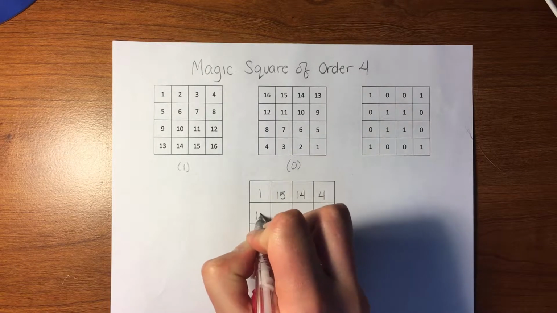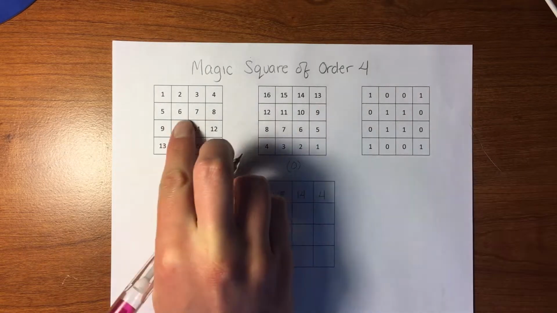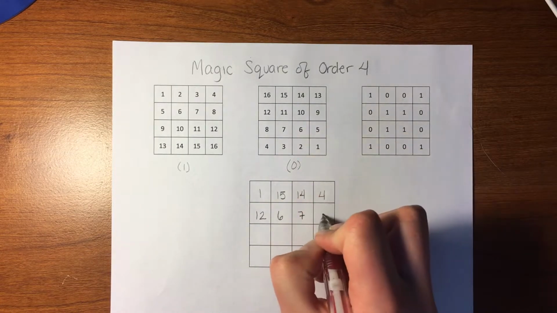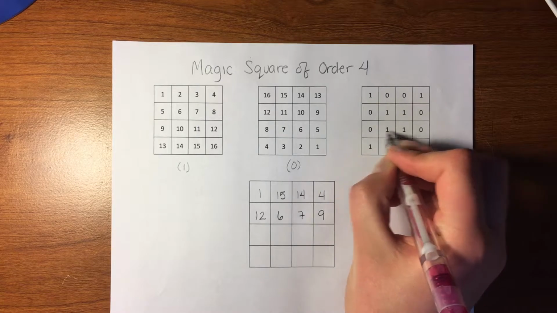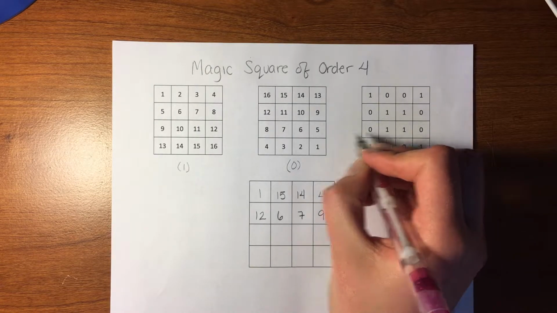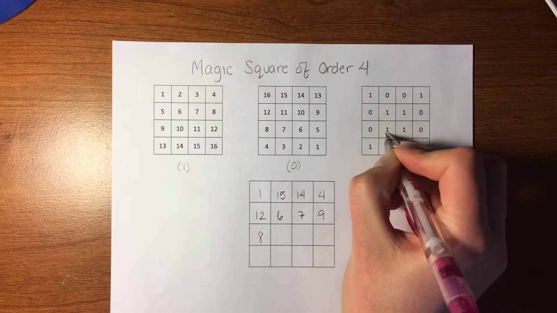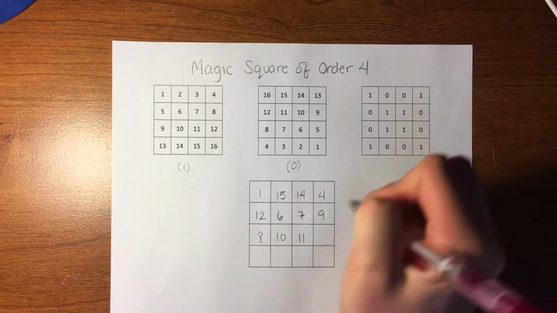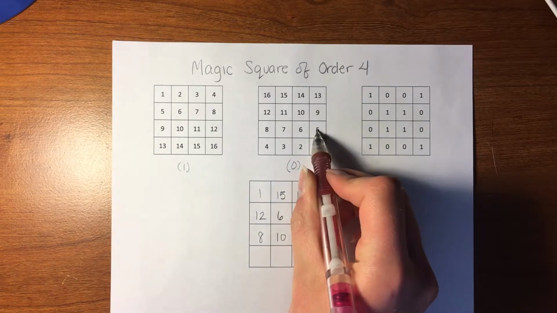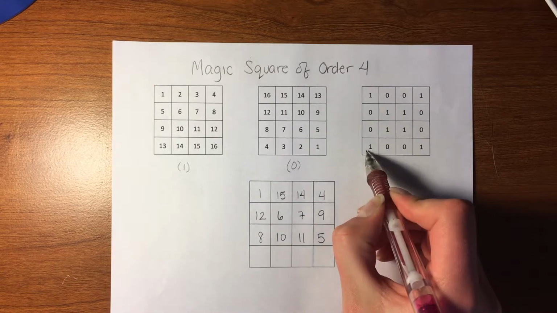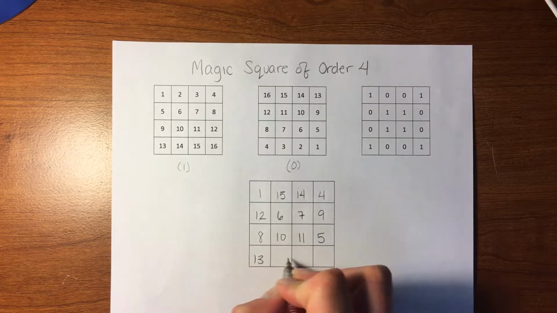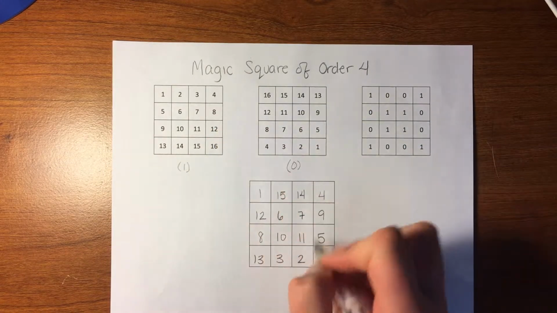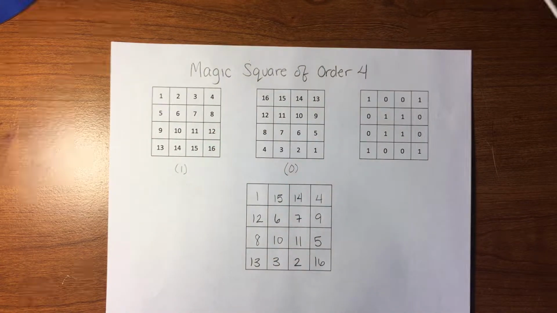So again, 0, 12, 2 1s here using 6 and 7, and then 0 again, so we end up with 9. Same pattern for the third row here. We have 0, so I'm taking that 8, 2 1s coming from my first box here, so I have 10 and 11, and then 0 again, left with 5. And our last row here, so we have 13, 3, 2, and the 1 comes from, again, the first square, so we have 16.